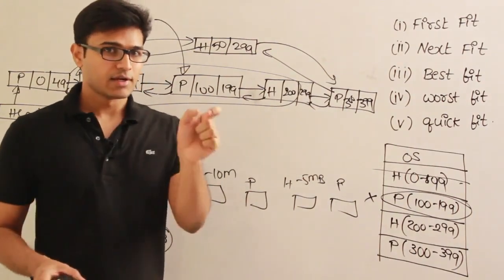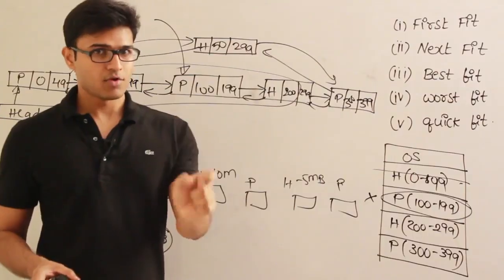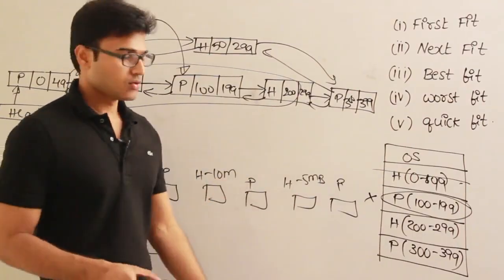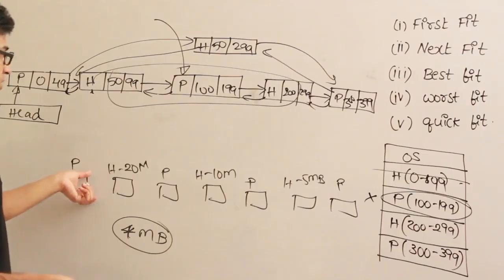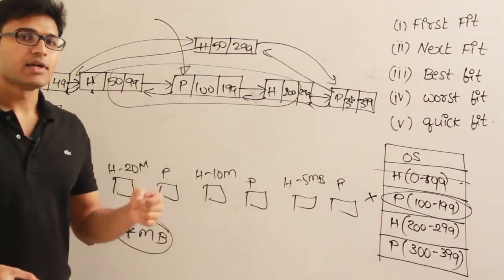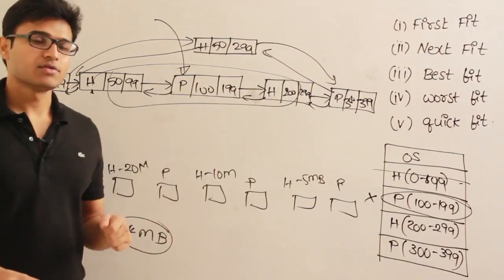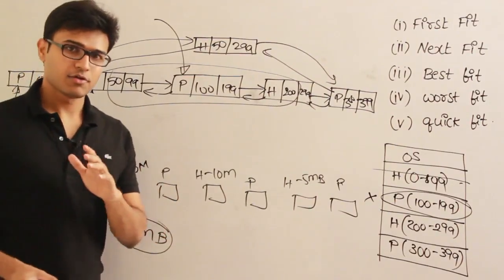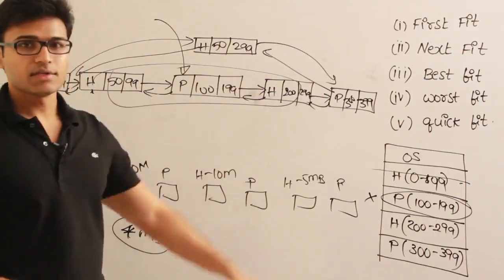The reason is it will create very small holes, and this small hole cannot be allocated to any big process or any process on average, right? So two disadvantages of best fit are that it is slower compared to first fit, and it will create very small holes. So best fit is actually not a practical one. The better one is first fit.